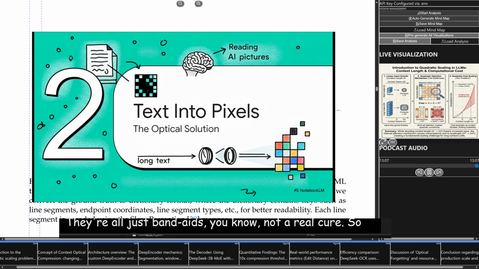So if the text itself is the problem, what if we just get rid of the text? This is where we get to a really counterintuitive, almost wild idea. What if, instead of feeding an AI words and sentences, we just show it a picture of the page? Could an AI actually see a document more efficiently than it can read it? It sounds crazy, but let's find out.